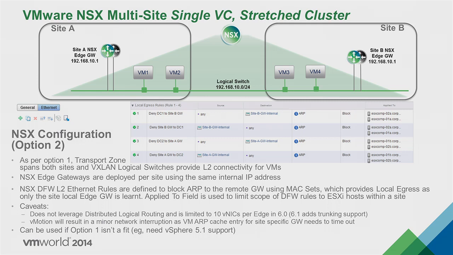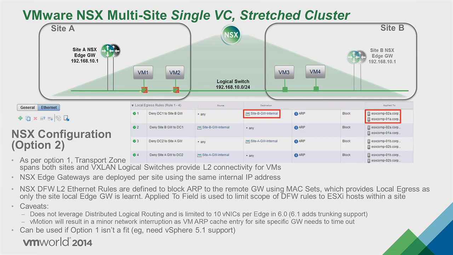What we do here is define layer 2 Ethernet rules in the distributed firewall to block any ARP to the remote gateway using MAC sets. These MAC sets contain the MAC addresses of the edge gateways in a specific site. If we look at our first rule, we are defining a destination of the site B edge gateway, which is why that's grayed out. And then we're applying this rule to the ESX host in site A.